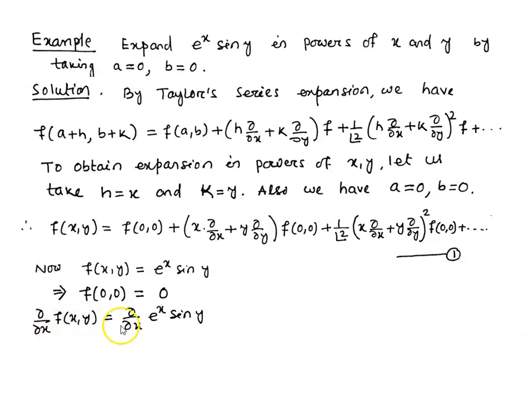Now taking the partial derivative of the function with respect to x, ∂/∂x of f(x,y) is ∂/∂x of e raised to the power of x sin y. Here we are differentiating with respect to x, so we are treating y as a constant. So we have sin y as it is, and the derivative of e raised to the power of x is e raised to the power of x. So the partial derivative of the function with respect to x is e raised to the power of x sin y. Now the partial derivative of f with respect to x at the point (0,0) is 0, because if we replace x and y with 0 and 0, we have 0.